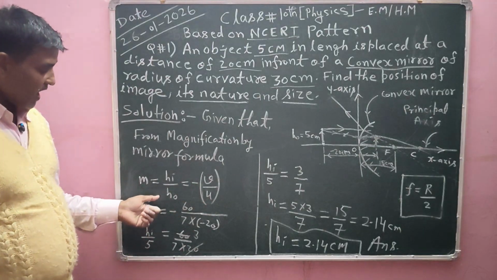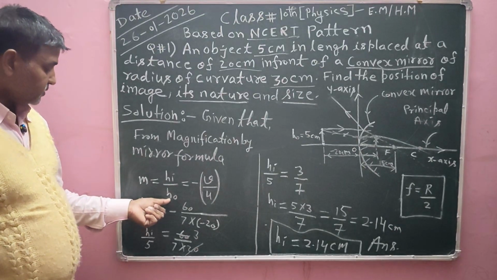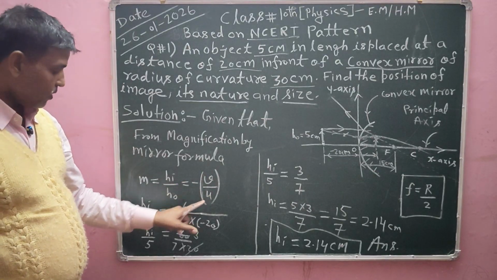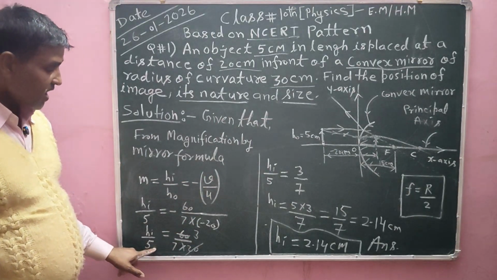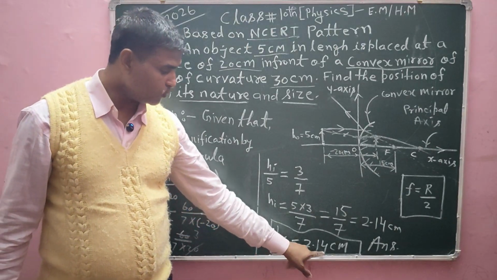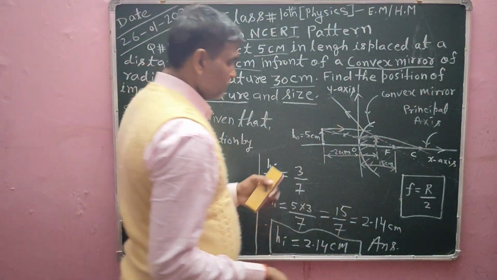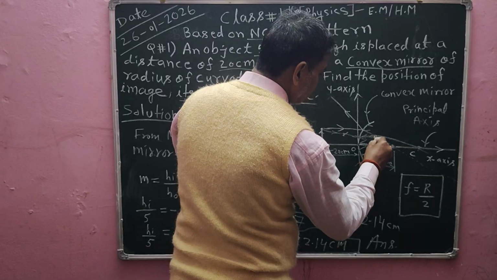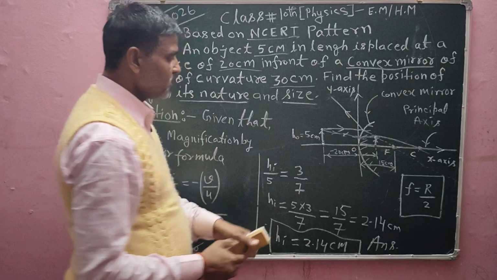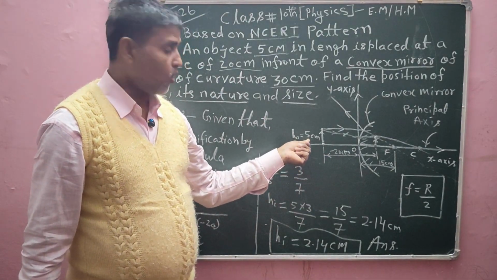So in this formula I have substituted the value of the height of the object, the length of the image and the length of the object, and then I have simplified here, and after simplifying I have got the value of HI which is equal to 2.14 centimeter. Okay, this is the height of the image. In the figure, this length is called the height of the image, which is minimum with respect to the height of the object.